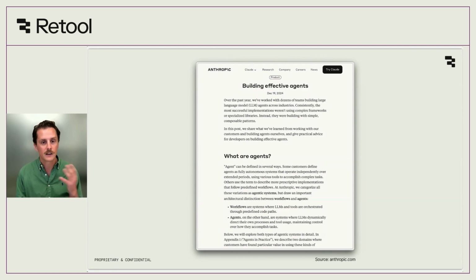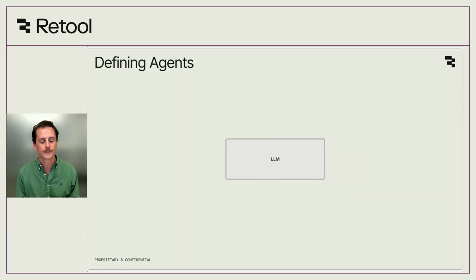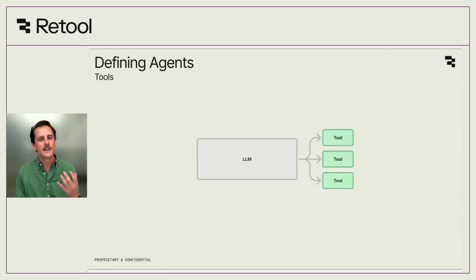So let's build up to an agent. Of course, we start with the LLM. And LLMs in isolation are not very useful, as they have no ability to interact with the outside world. And so in order to fix this problem, we typically give them tools. Tools so they can interact with other systems, whether that's calling APIs, searching the web, or executing code in a sandbox.